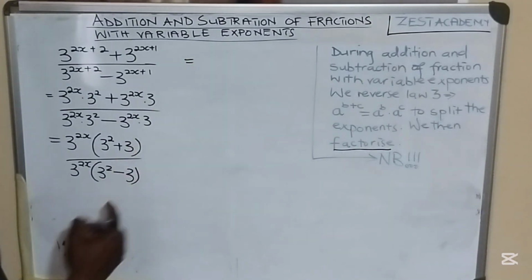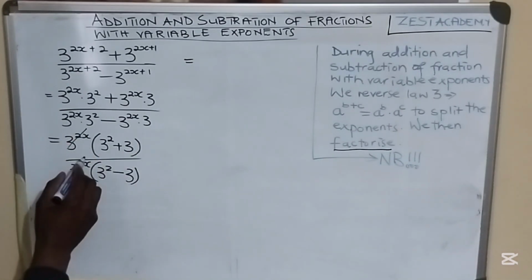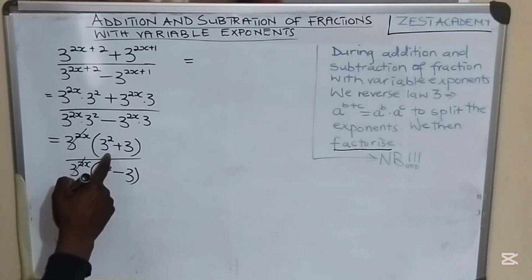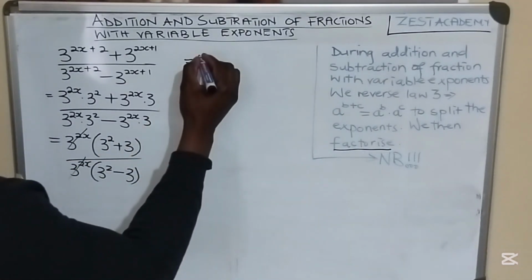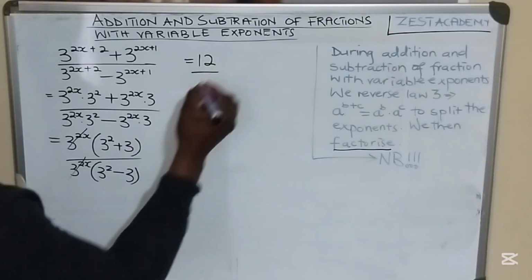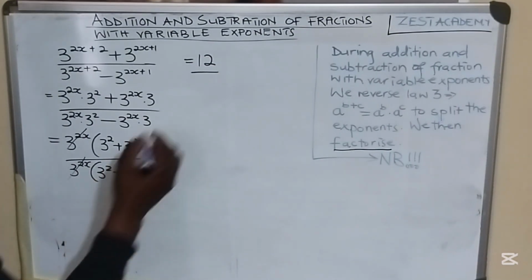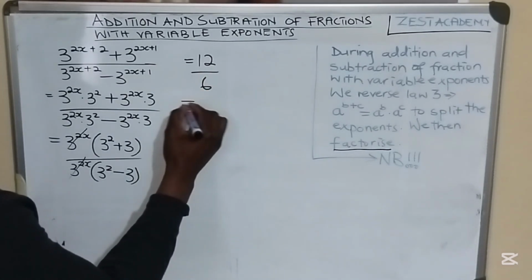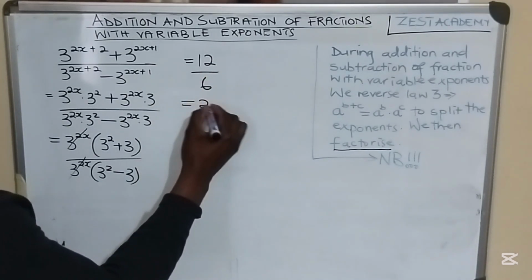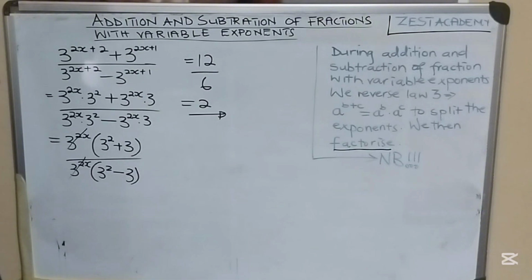Right. If we continue with that, this and this will cancel. What is left on top is 3 to the power of 2, that's 9. 9 plus 3, that's 12, all over. And then here, 3 to the power of 2, that's 9. 9 minus 3, that is equal to 6. 12 divided by 6, that is equal to 2.